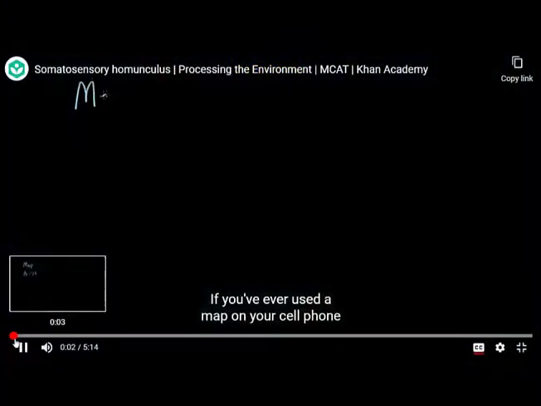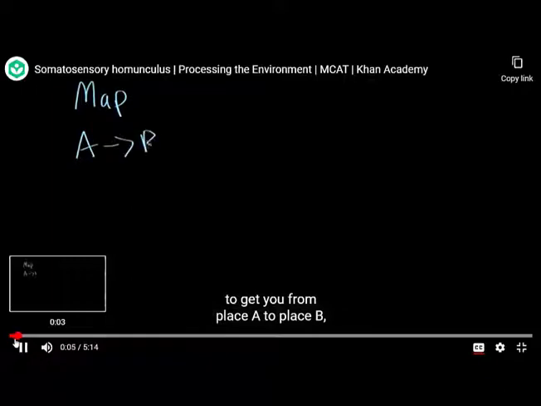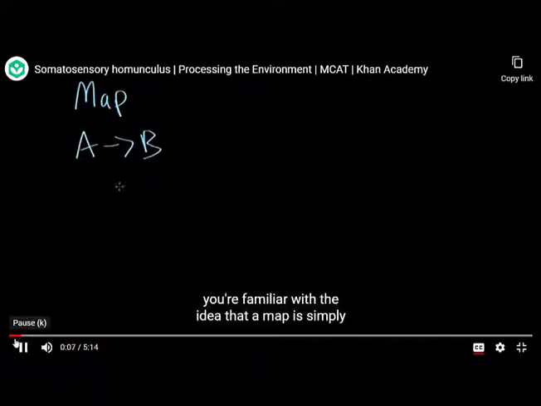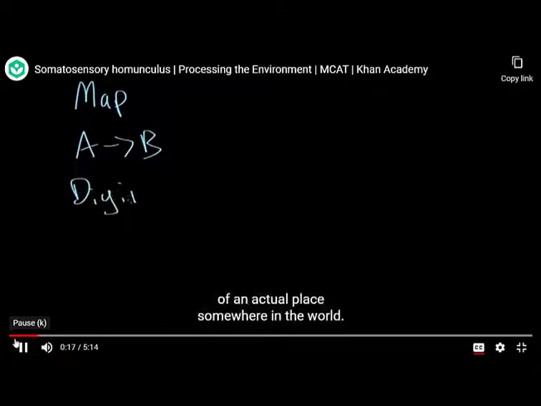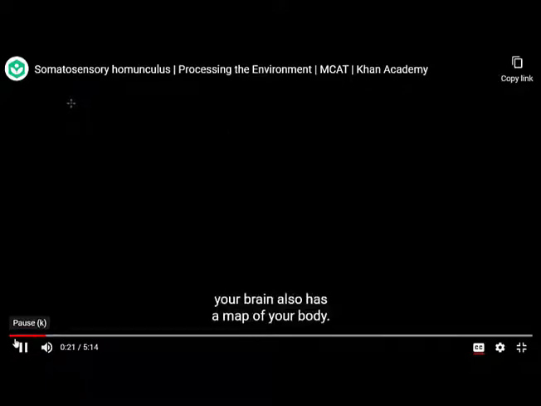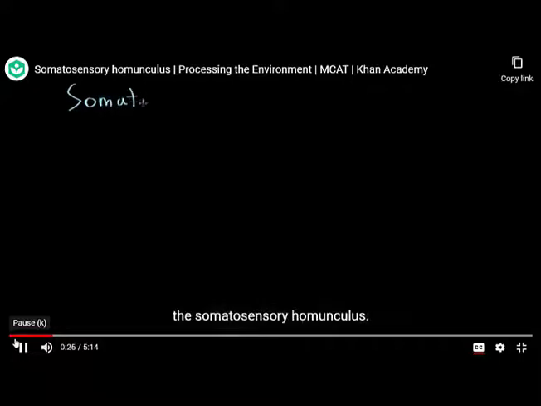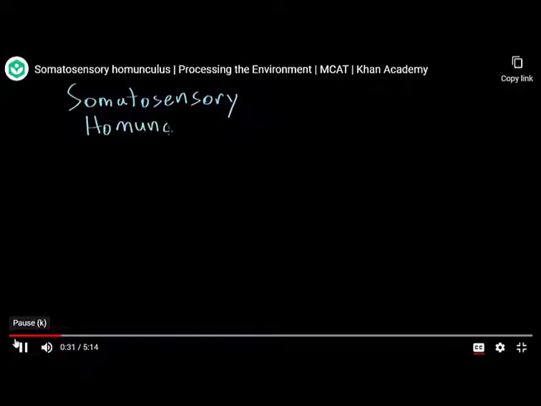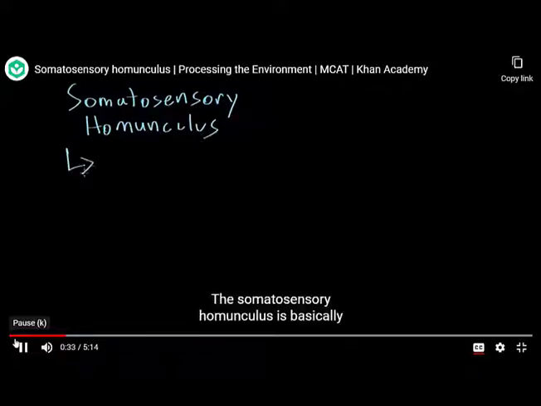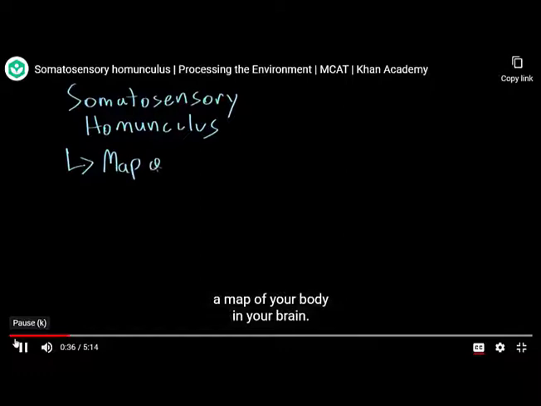If you've ever used a map on your cell phone to get you from place A to place B, you're familiar with the idea that a map is simply a representation of some sort of area that actually exists in the real world. So a map on your cell phone is a digital map of an actual place somewhere in the world. Similar to this digital roadmap, your brain also has a map of your body. And this map is something known as the somatosensory homunculus. The somatosensory homunculus is basically a map of your body in your brain.